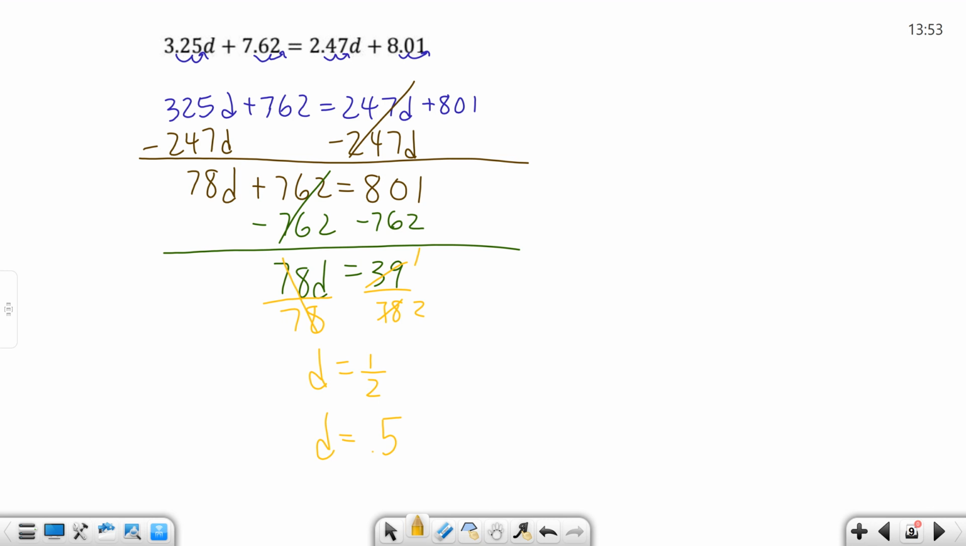0.5, right? Don't forget the decimal, 0.5. Or you can say 0.5. But don't say 0.05. That's not right. No, that's not right. So 0.5, but in decimal form there.